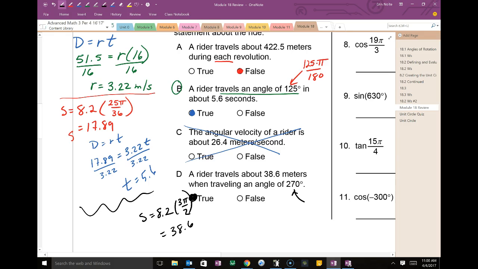We're not doing the velocity. Nope, not on that one. That one has nothing to do with time.